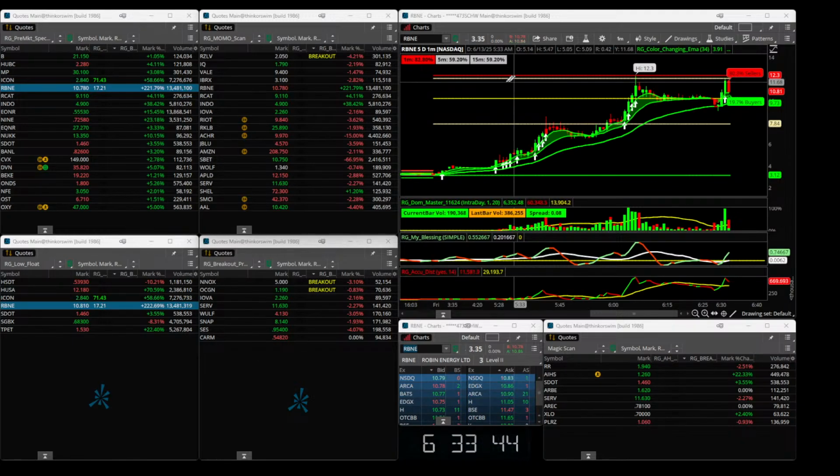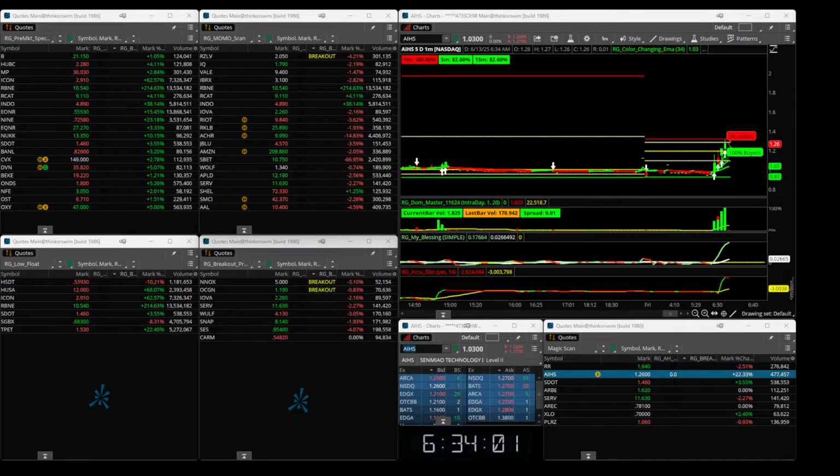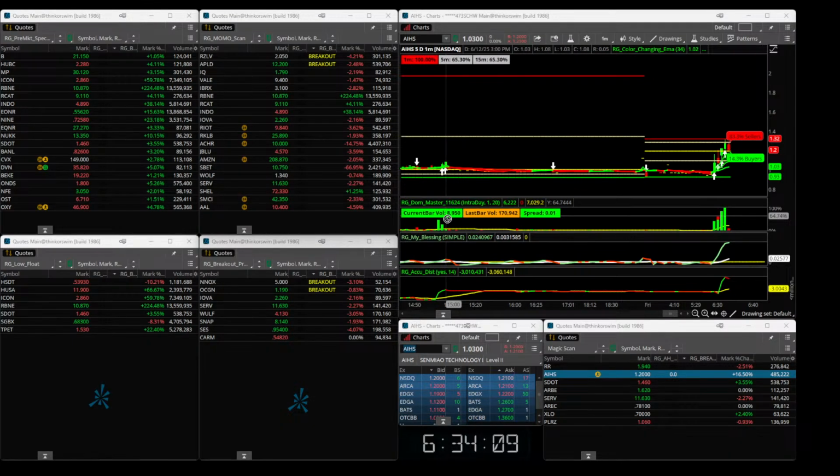AIHS. Not seeing the price rising on that one. Just barely. Another dollar stock. AIHS. $1.27. Checking the volume. Last bar was 179,000. This one is slowing down, so probably not going to go too far on that one.